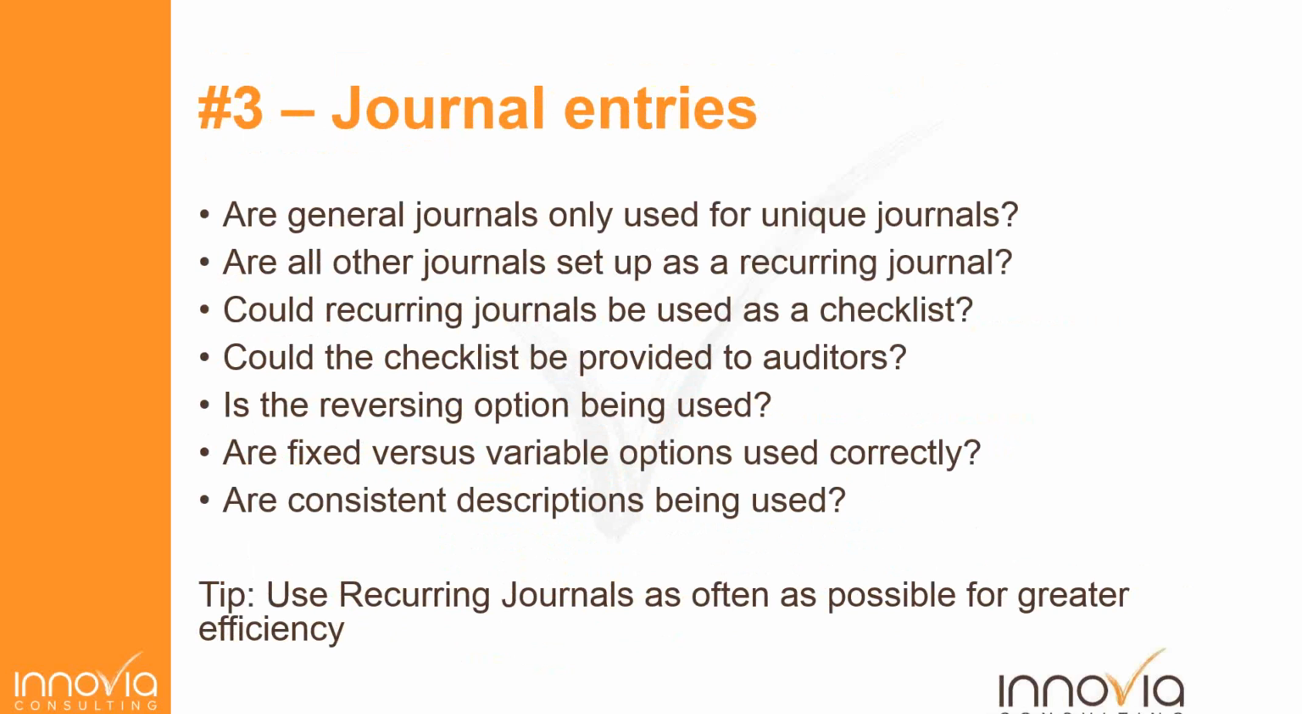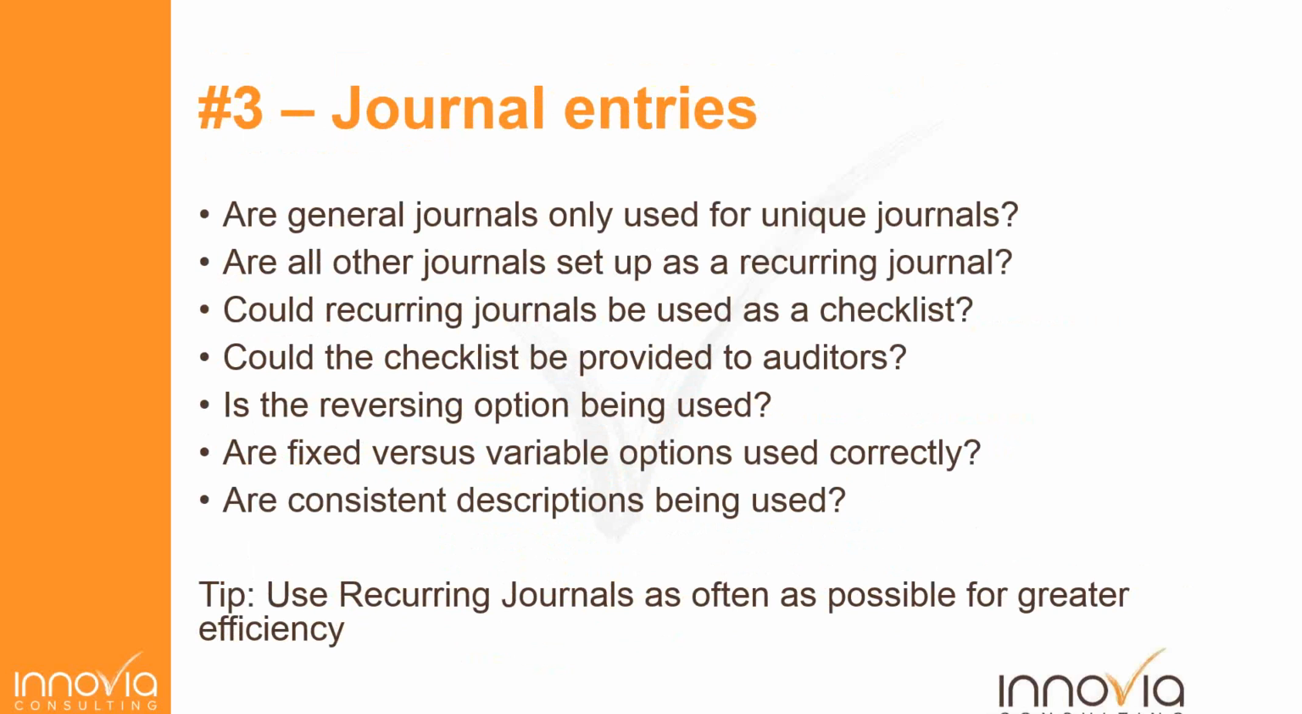I know some people even go as far as to provide this checklist to their auditors to say, yep, this is how we control our month end, and here are the journal entries that we do, and here's how we monitor it. Definitely take advantage of that reversing option for recurring journals. If you have accruals that need to reverse on the next day of the month or at all, that reversing option is much easier than typing the reversing lines into a journal.